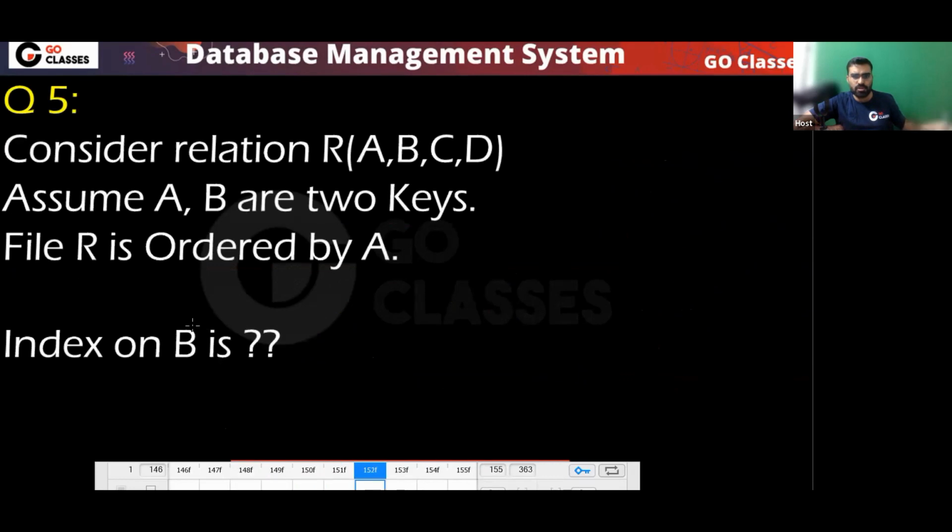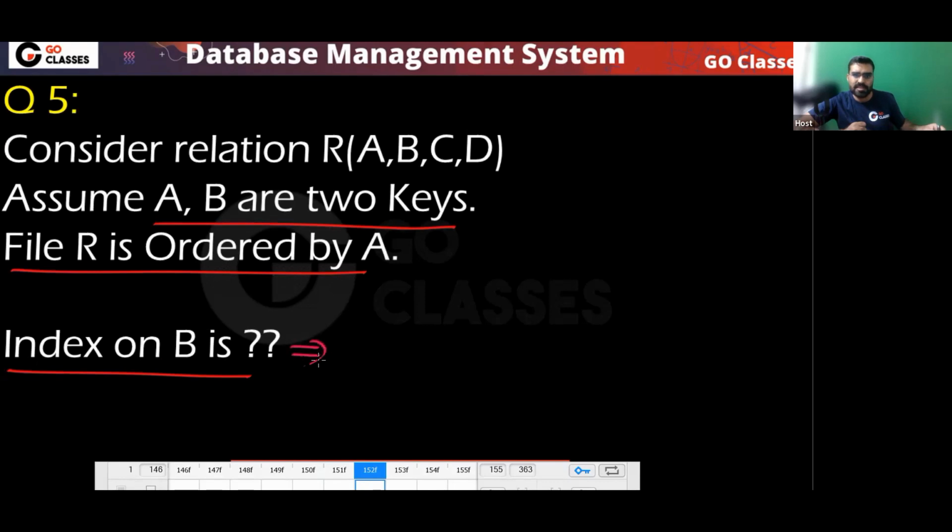Tell me the answer for this question. Question number 5. Your file is ordered by A. Your file is sequentially ordered by A, A, B are the keys, but you are creating index on B. File is sorted by A, but you are creating index on B. So it simply means this is a secondary index, right? This is the secondary index on key. Correct? Yes or no? Because remember, your file is sorted by A.